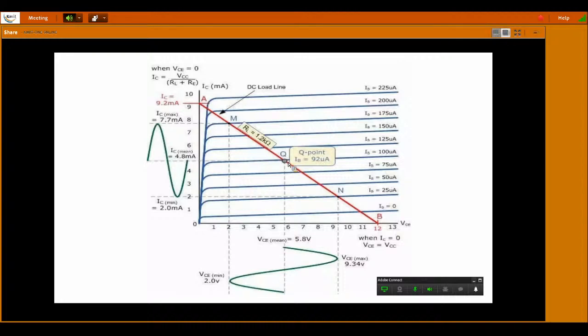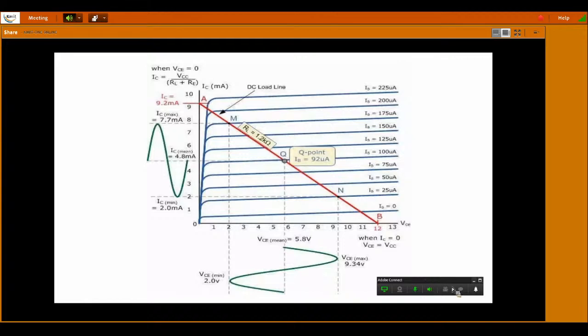Those are the things we are going to learn now. So we'll understand biasing and the importance of biasing through the output characteristics of the transistor.